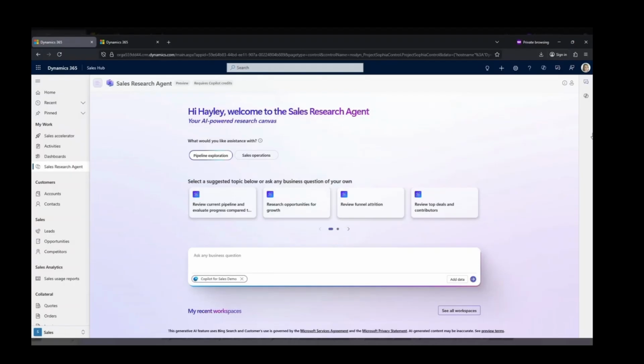Professional services firms, like other industries, are drowning in data: CRM, ERP, marketing systems, project systems, compensation systems, and external data sources. The sales research agent brings all of this together into a single reasoning layer. This solves the three core problems we hear over and over.